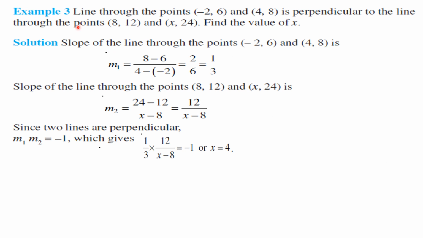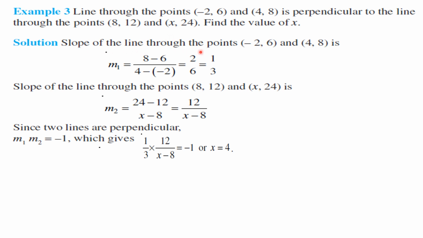Now let us take another example. Okay, my children, the line through the points (minus 2, 6) and (4, 8) is perpendicular to the line through the points (8, 12) and (x, 24). Find the value of x. Understood this question, my children? The line passing through these 2 points is perpendicular to the line passing through the other 2 points. It means the slope of the first line into the slope of the second line is equal to minus 1. So we have to apply that condition, the perpendicularity condition.